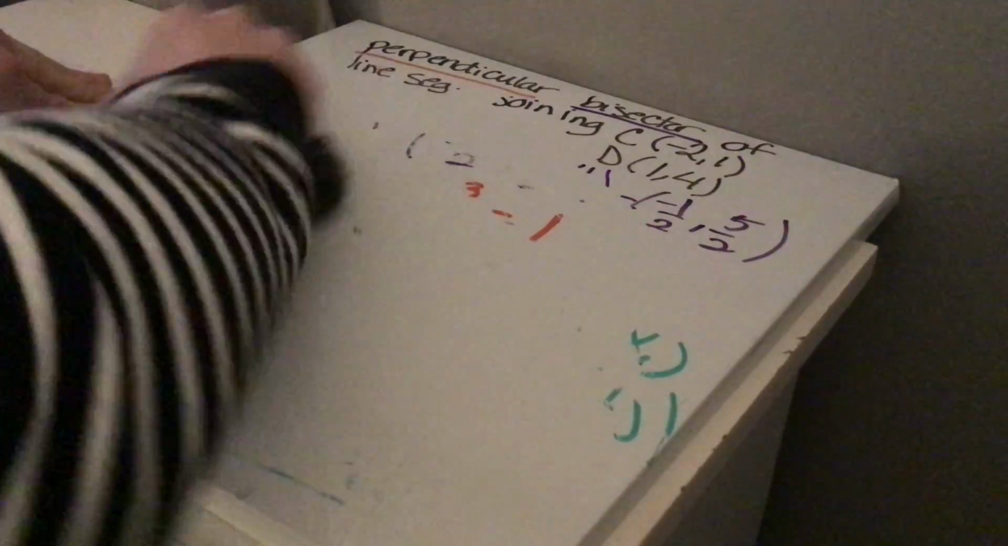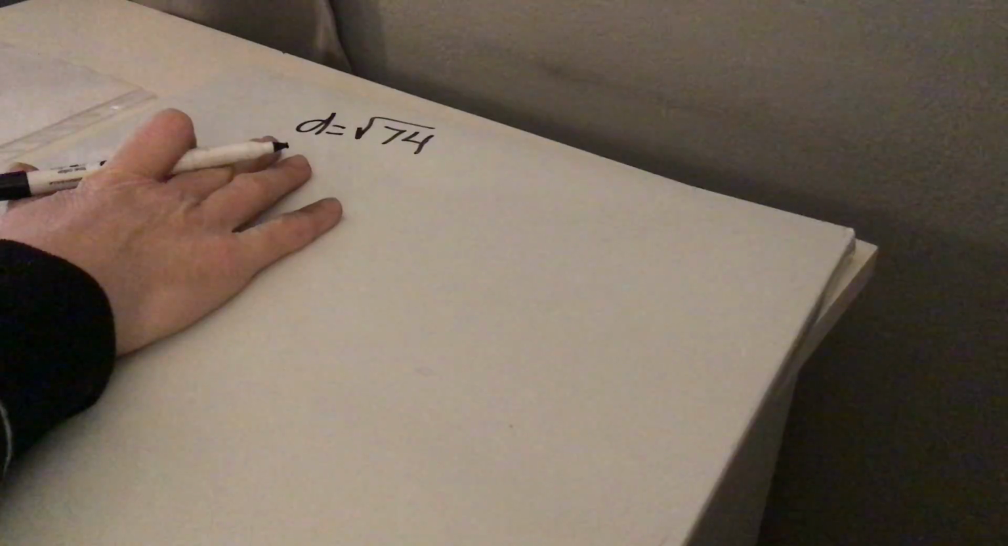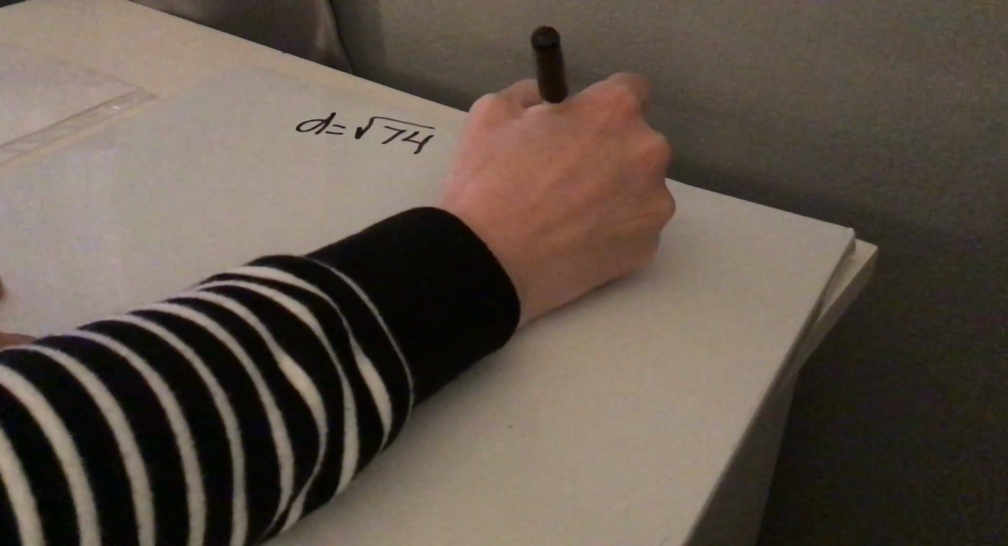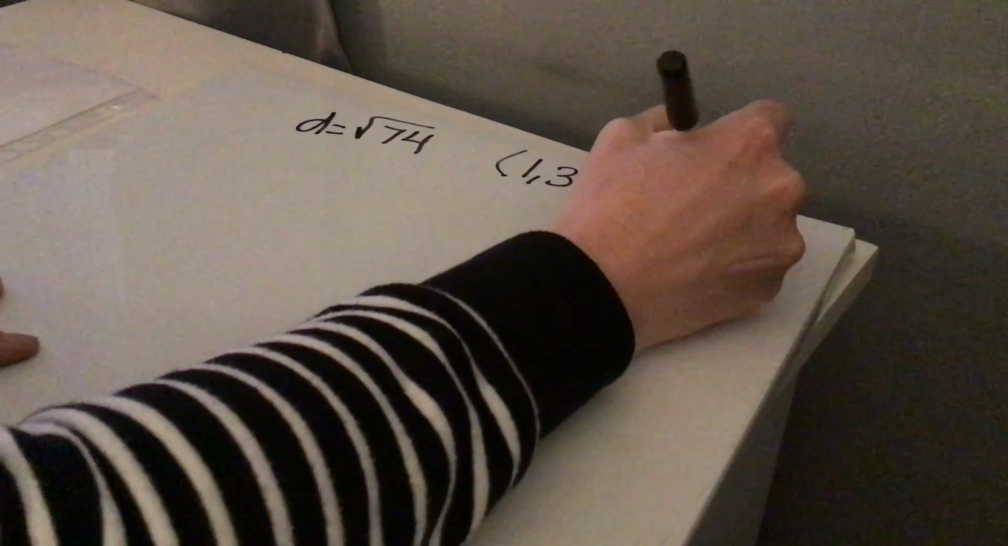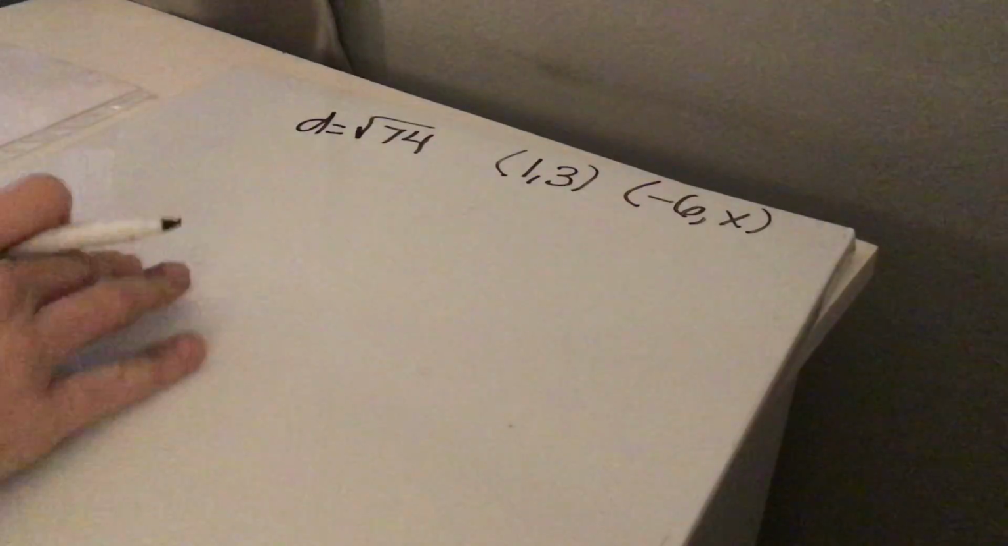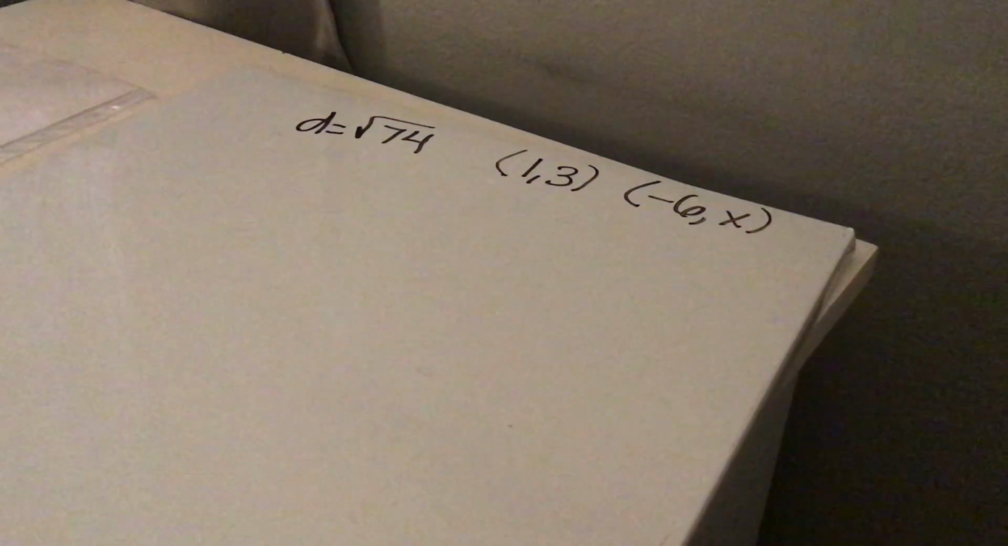One more problem. If you're given the distance between 2 points, you can use the distance formula to find the coordinates of the other points. So the distance between 2 points is the square root of 74, and you know one of your points is at 1, 3, and a second point is at negative 6, x.